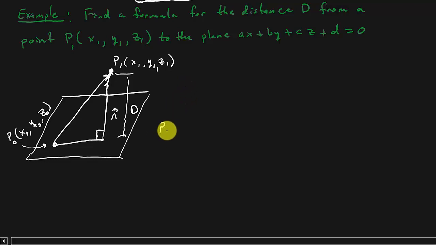Let's write it here. P0P1 is equal to the vector x1 minus x0, y1 minus y0, and z1 minus z0. So that's this vector here, P0P1. Just that minus that, that minus that, and that minus that.